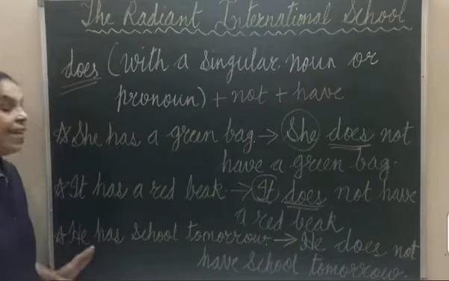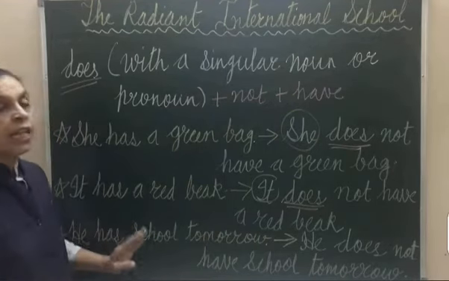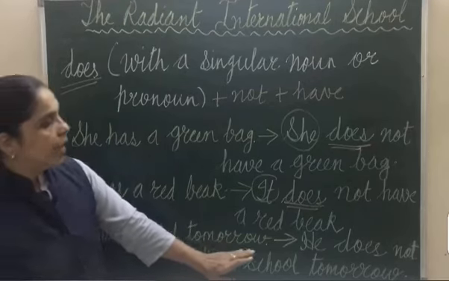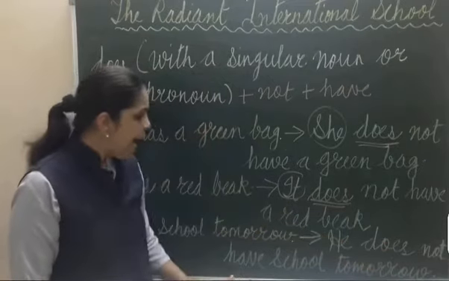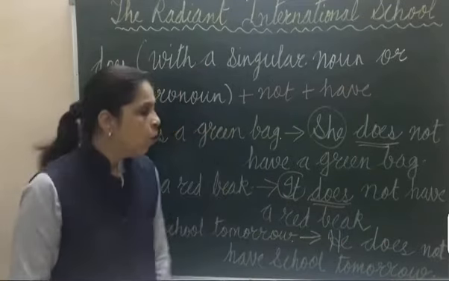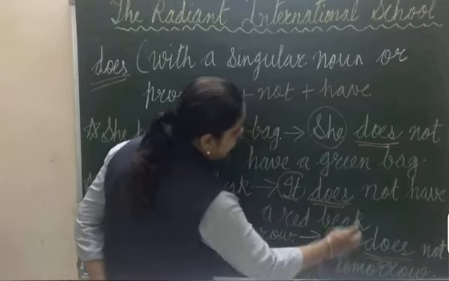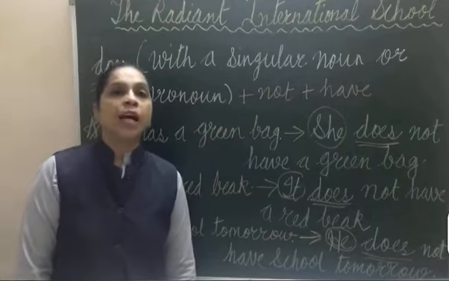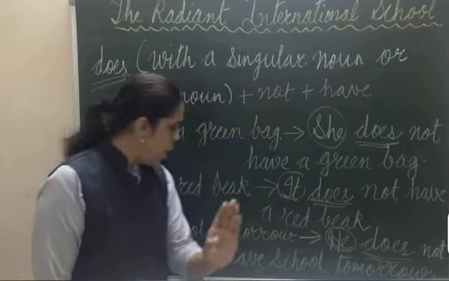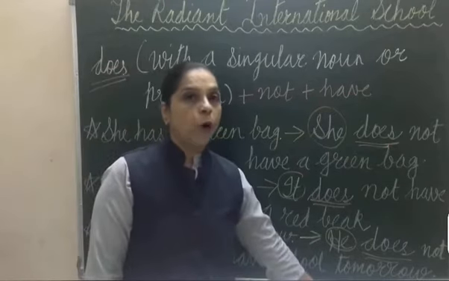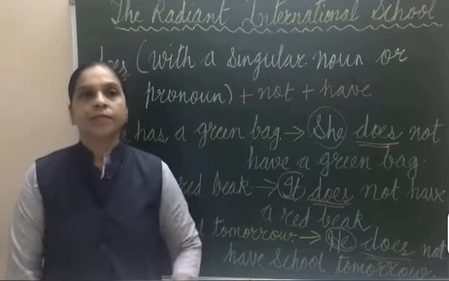Next example, he has school tomorrow. So here the negative sentence will be, he does not have school tomorrow. Now, why have we used does over here? Because he is a singular pronoun. So the sentence will be, he does not have school tomorrow. Now you understood when we use do and does.